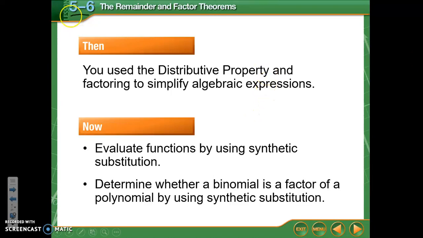This is section 5.6. We're going to be talking about two specific theorems today called the remainder theorem and the factor theorem. So we're continuing our idea of polynomial functions and how we can find out about them. Today we're going to be talking about something called synthetic substitution, which is a new way to evaluate functions. And then we're going to use synthetic division to figure out whether or not a binomial is a factor of a polynomial. And again, we're going to use synthetic substitution.